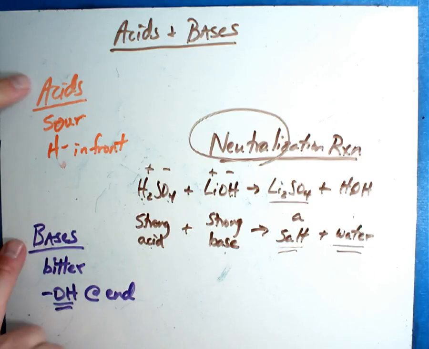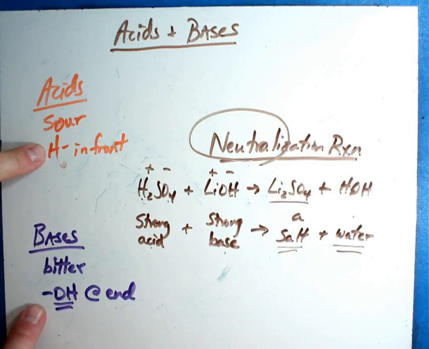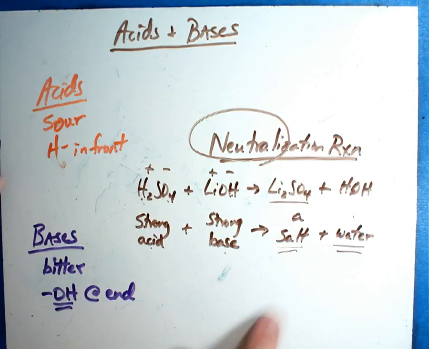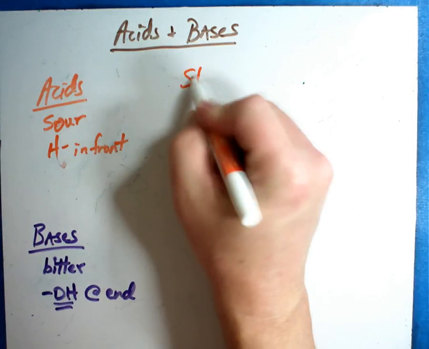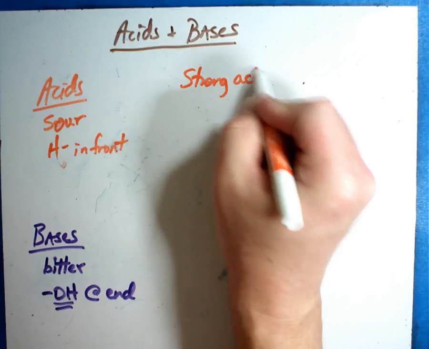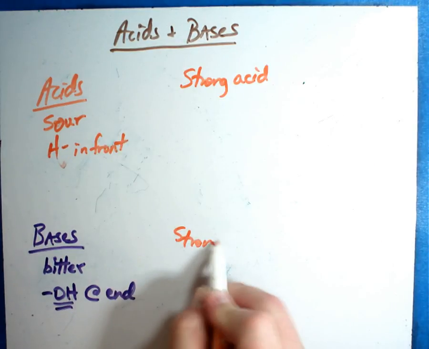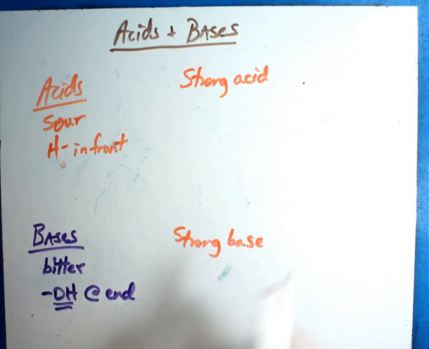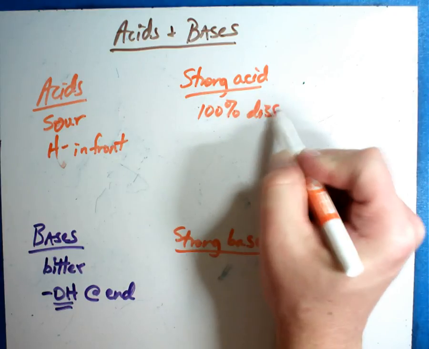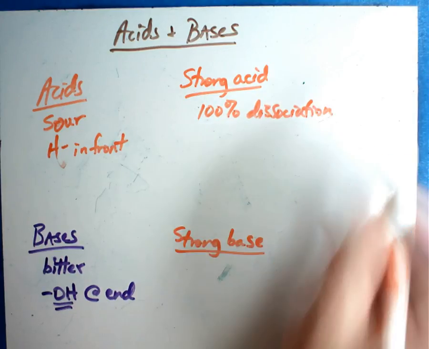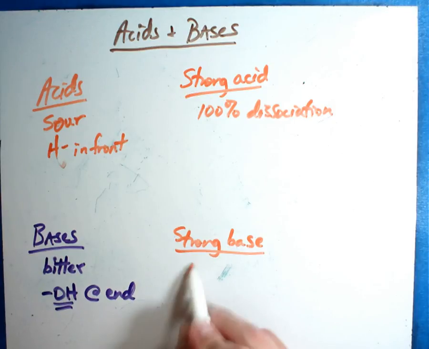So acids and bases are both very, very strong for different reasons. These have H's, these have OH's. And when those H's and OH's run into each other, they knock each other out. Now, next thing I want to talk about are what are the strong acids and the strong bases. Okay? So let's talk about strong acid, strong base. First thing, they both have to have 100% dissociation. Means when you drop them into water, they all break up. All the molecules break up.